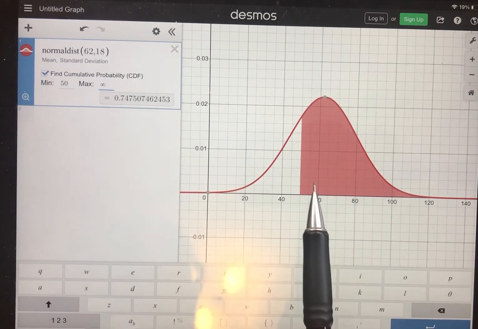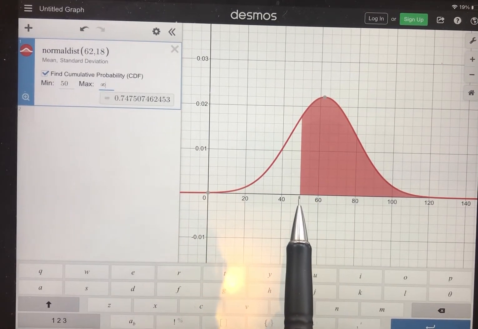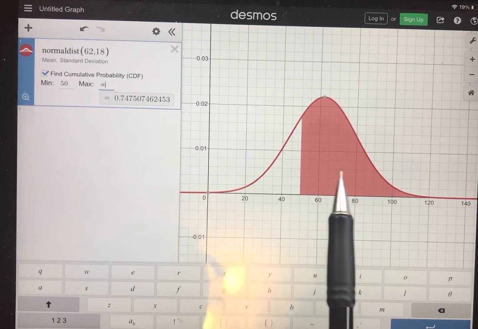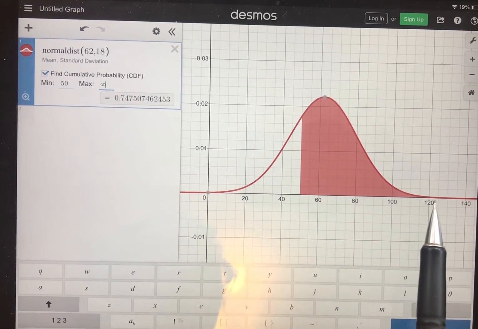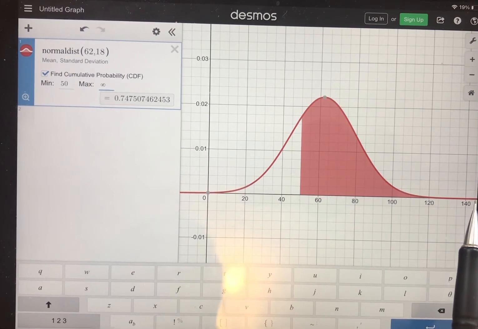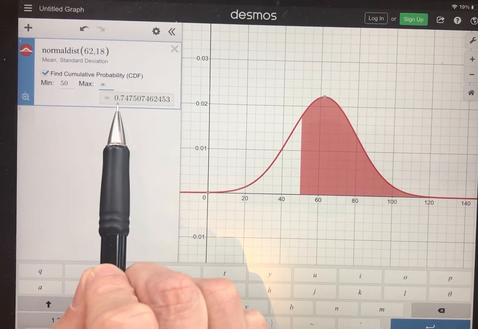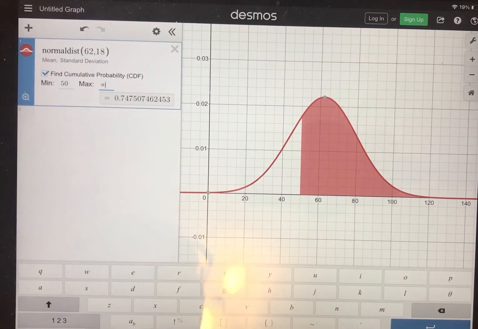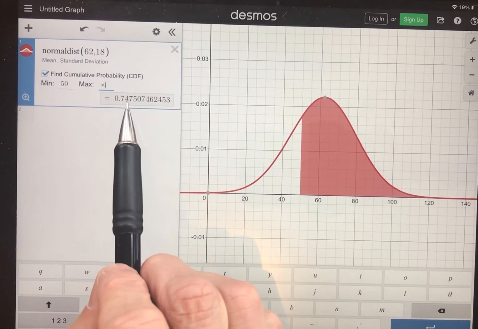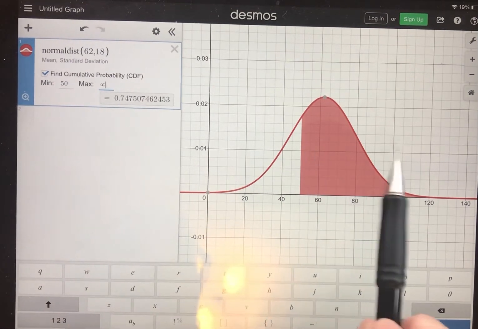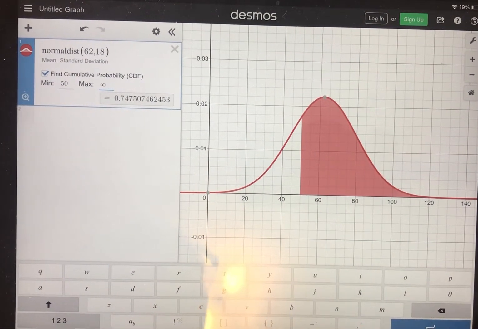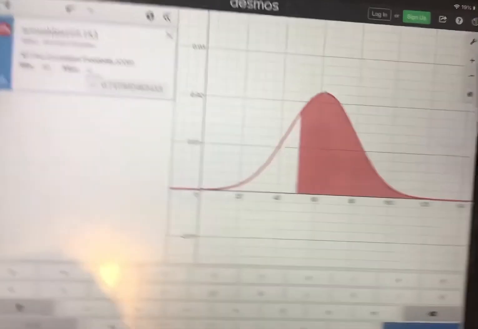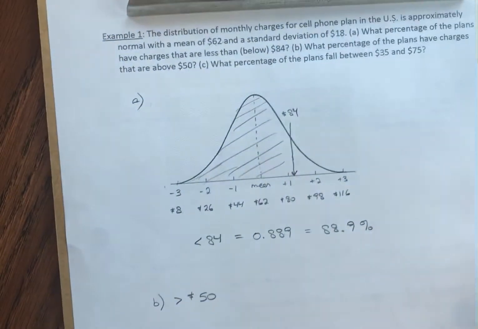Either way, but you can see here now, here's 50. There's your line, and it's shaded in all the cell phone prices that are above $50, going all the way out above here to the right. And Desmos says 0.748, I'll round to the thousandths. So 74.8% of the cell phone plans are above $50. Okay, and it's very nice how Desmos gives us a nice picture that shows us these things.